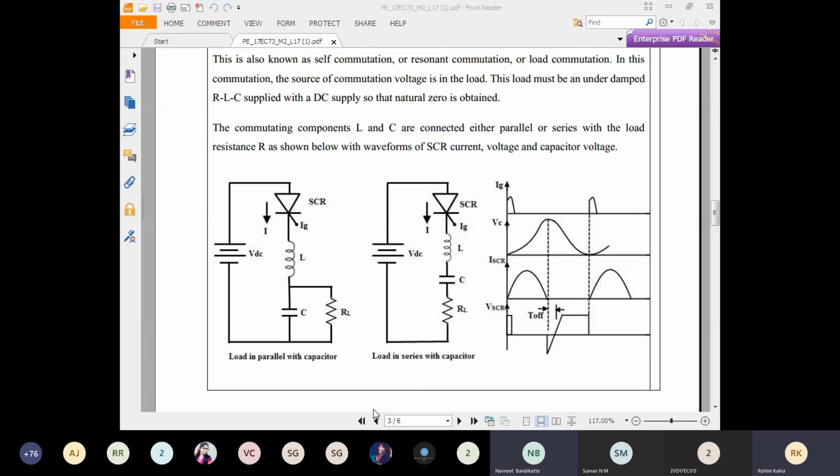Whose question was that? Navneet? Yes. See, these two are used as commutating components which will help me when I don't want this SCR to be conducting. At that time I should be sending a reverse voltage and a current such that the holding current of this SCR is brought back to zero or is less than the holding current.